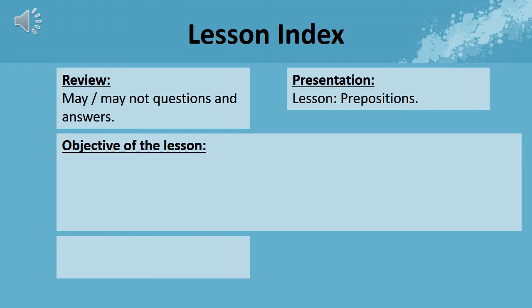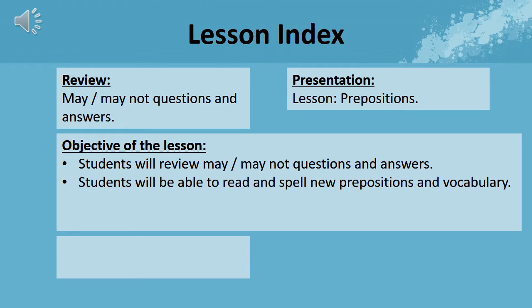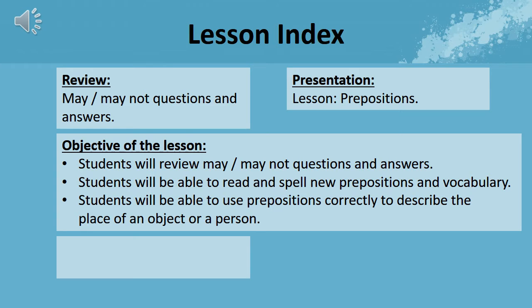The objectives of the lesson: students will review may not, questions and answers. Students will be able to read and spell new prepositions and vocabulary. Students will be able to use prepositions correctly to describe the place of an object or a person. The classwork will be workbook, page 32 and page 33.